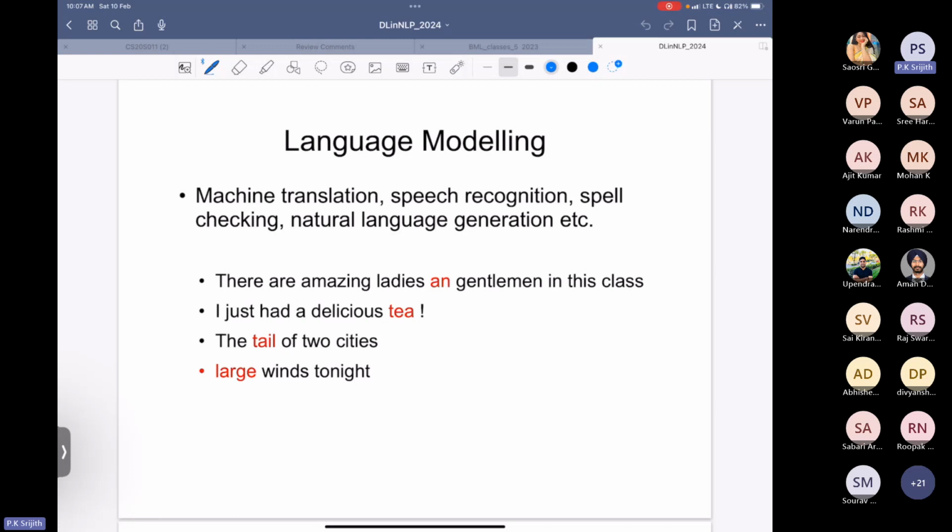Now, it is important to understand the way different words appear in a language. For example, look at this example: the amazing ladies and gentlemen in this class. Naturally, nobody uses "and" in between ladies and gentlemen, it should be "and," right? So it is that understanding that we should have about the language which will help us to solve several tasks like machine translation or spell checking. And that's what language modeling does.